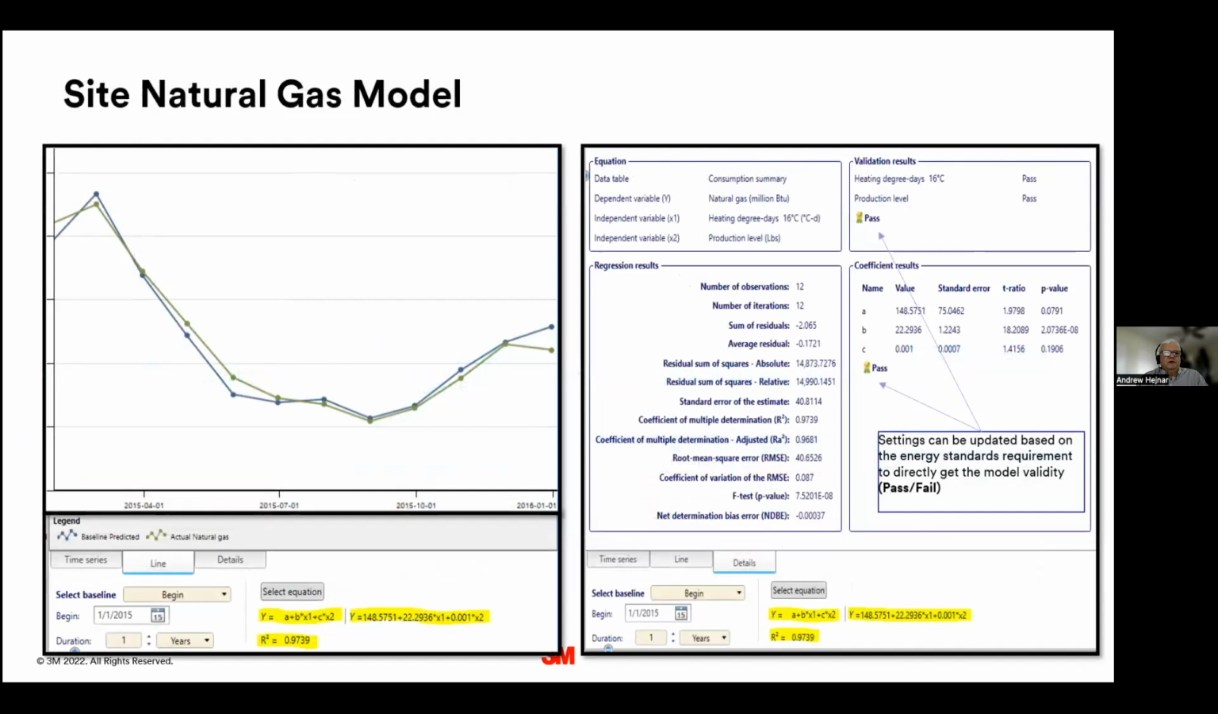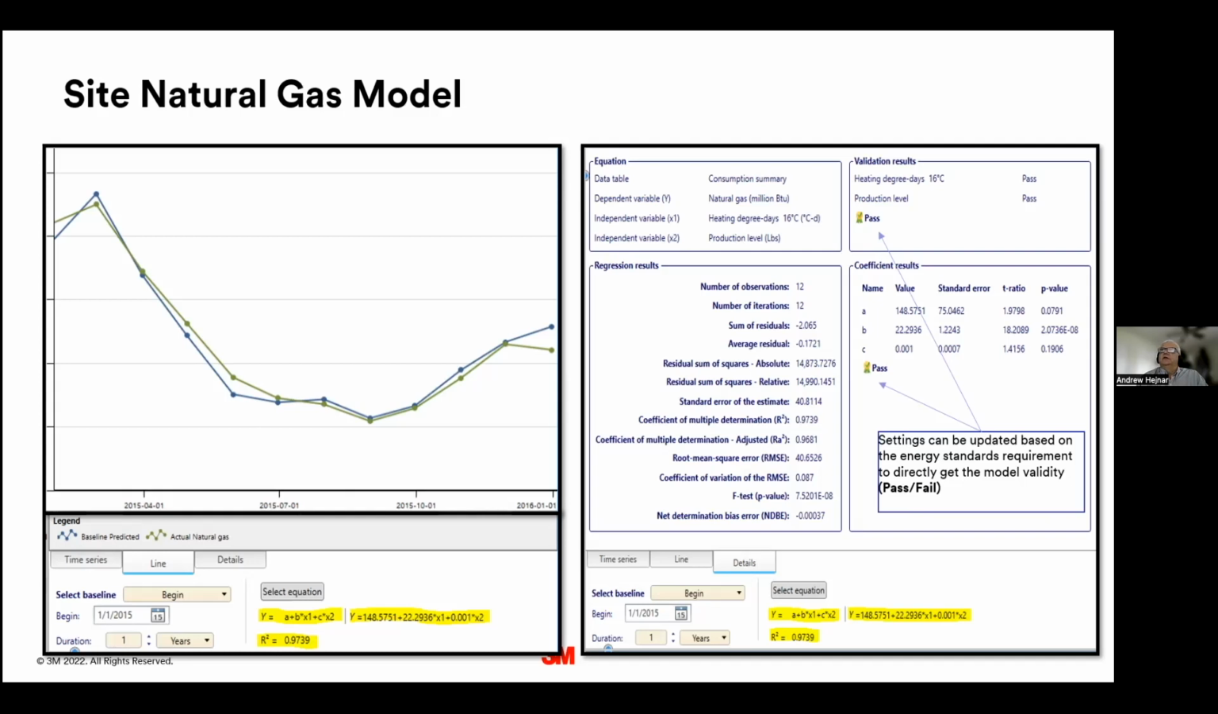I'm going to show a few examples of models we use RETScreen to help us with. This is a site natural gas model using multivariable regression analysis. As you can see, the predicted consumption model is very good when we apply actual gas consumption over the model. The actual gas consumption follows the model very closely. You can also see that our statistical values are very strong, R-square being at 97%.